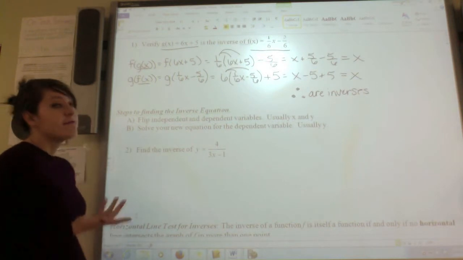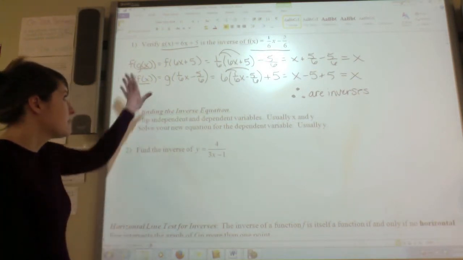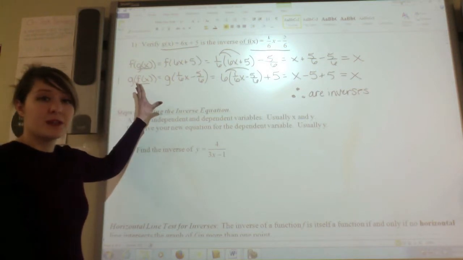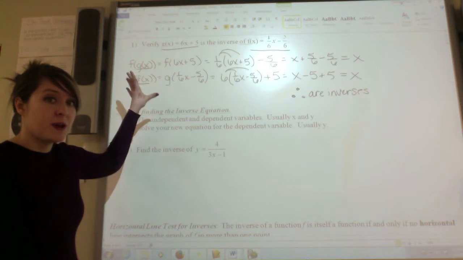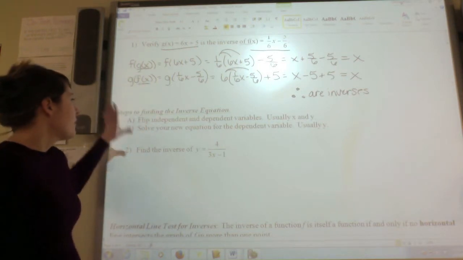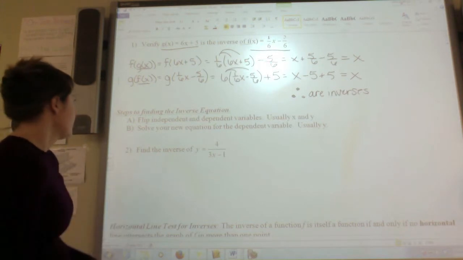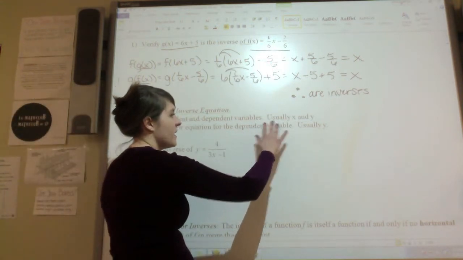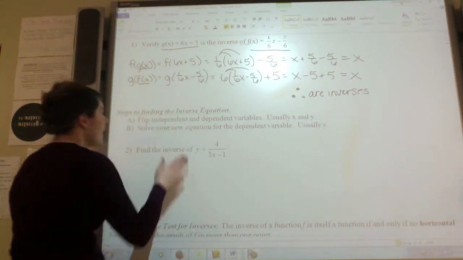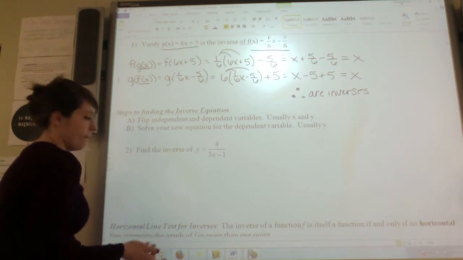Now if you actually want to find an inverse rather than just prove an inverse, okay, so this last part, if I ask you to prove that two functions are inverses of each other, this is what I expect you to do. But if I want you to just find the inverse, then it's a lot easier than that. All you have to do is flip the independent and dependent variables, aka x and y values, and then solve your equation for the new dependent variable, aka y.